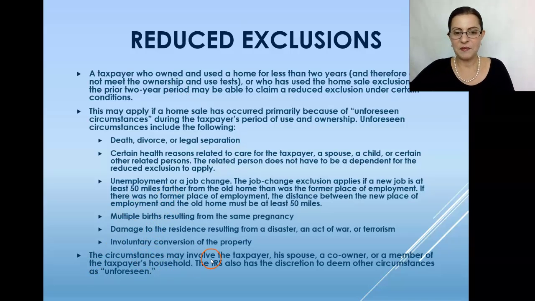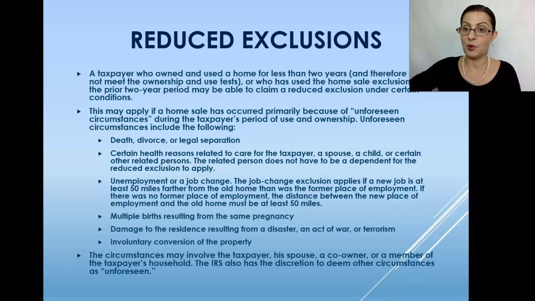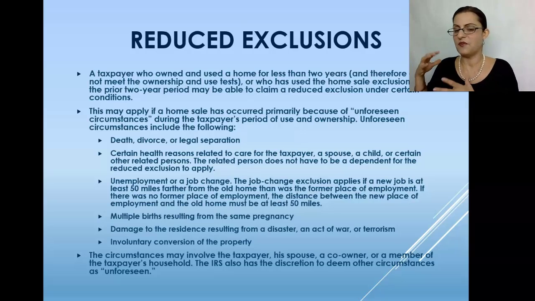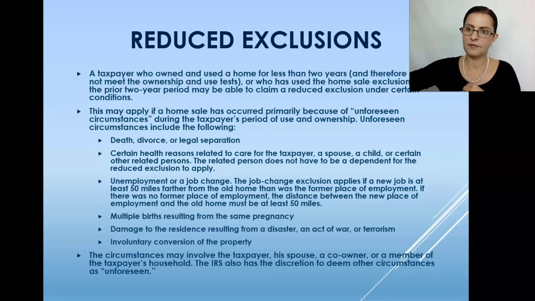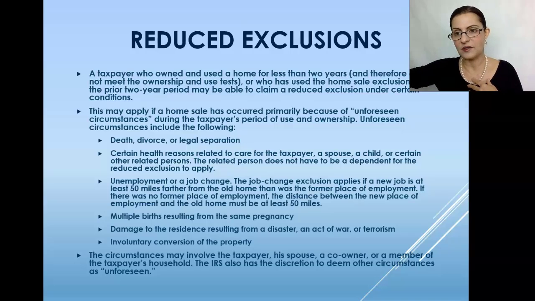Now, the circumstances may involve the taxpayer, a spouse, a co-owner, or a member of the taxpayer's household. The IRS also has discretion to deem other circumstances as unforeseen. So if it's a co-owner of the property, for example, if I own a house with my brother, or let's say I'm unmarried and I own a house with my boyfriend, then if he has a health problem, or if he dies, then he's a co-owner of the house.